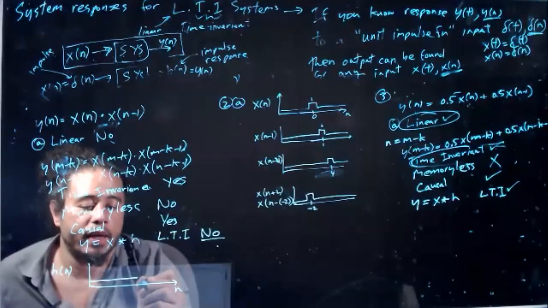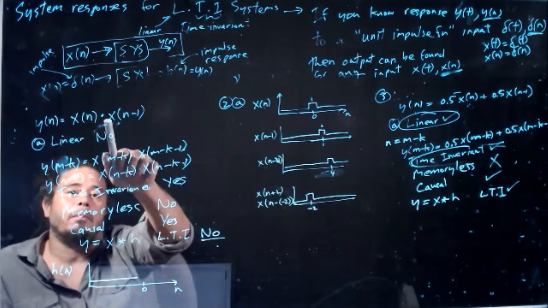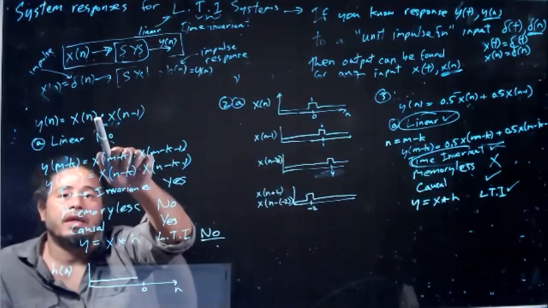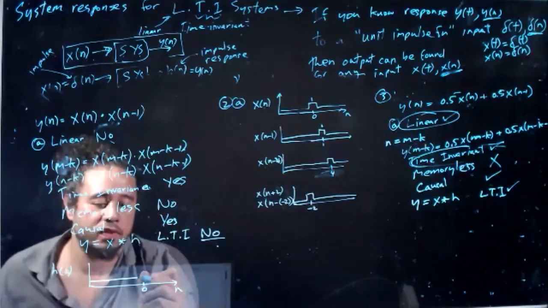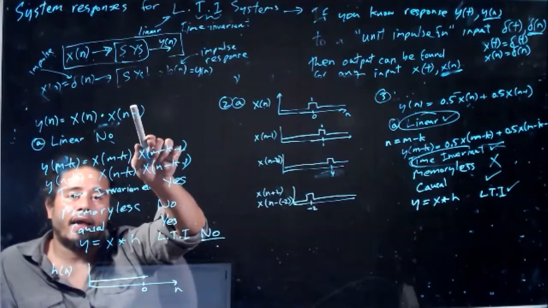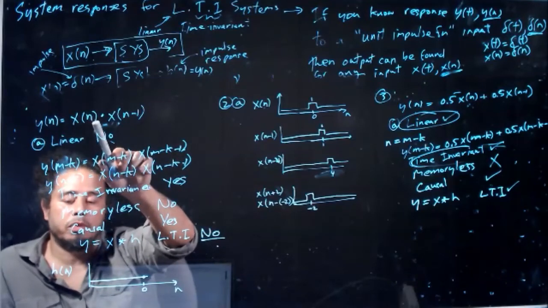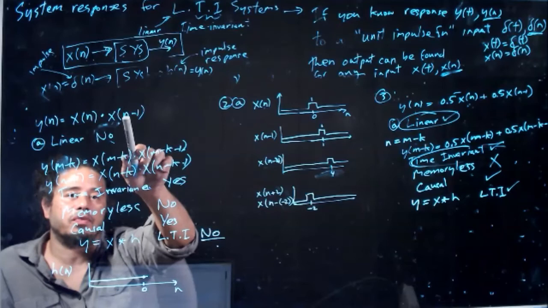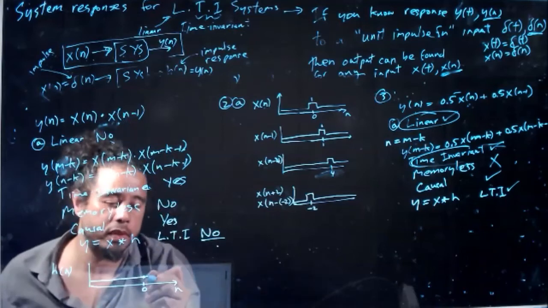So when n is zero, we have x of zero multiplied by x of negative one. x of zero for an impulse is equal to one, but x of negative one is equal to zero. So we have one times zero, which is zero. Similarly, when n is equal to one, x of one, which would be delta of one, would be zero, and x of n minus one is x of one minus one, which is x of zero, which is one. So it would be zero times one, and that would also be zero.